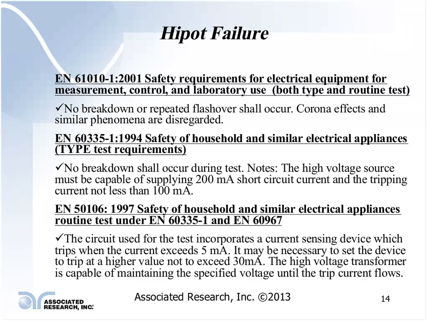The high voltage source, which means your Hipot tester, must be capable of supplying 200 milliamps under a short circuit condition, and the trip value shall not be less than 100 milliamps. This is a very high output current capacity source.